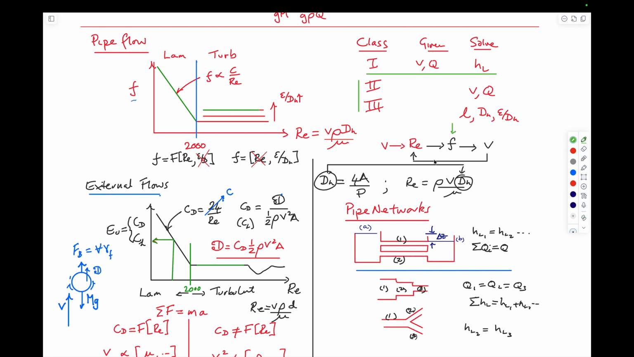You do have a pipe network question, as is suggested. Pipe networks, if they're non-circular cross-section, you can define it in terms of the hydraulic diameter as the characteristic dimension that goes into Reynolds number.